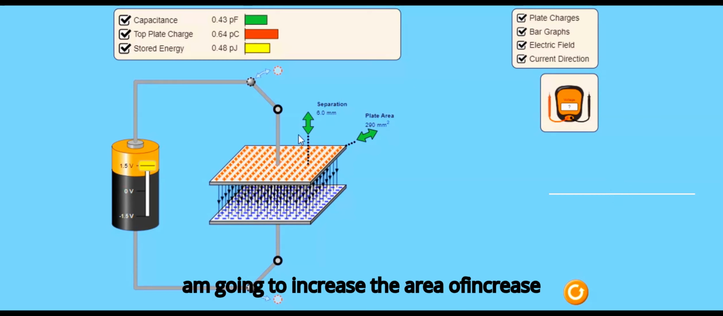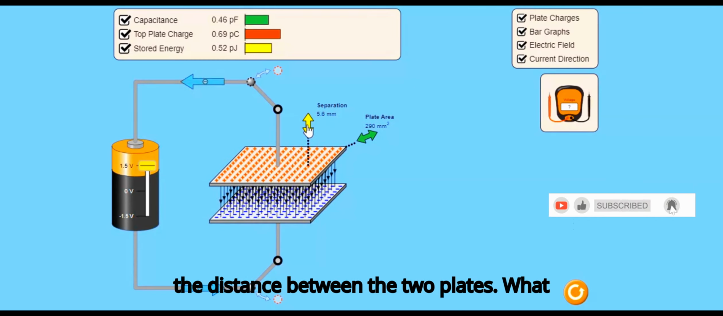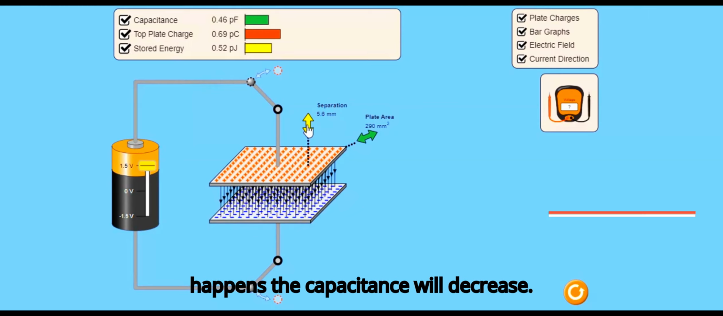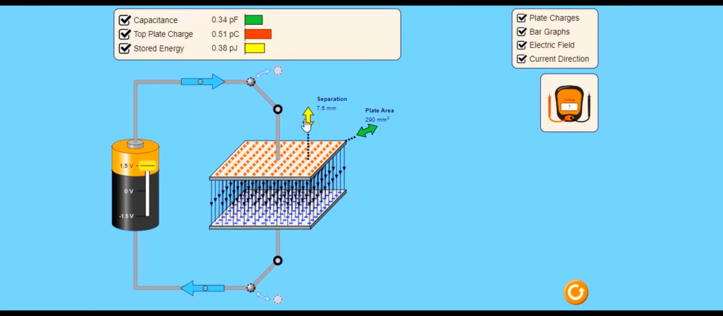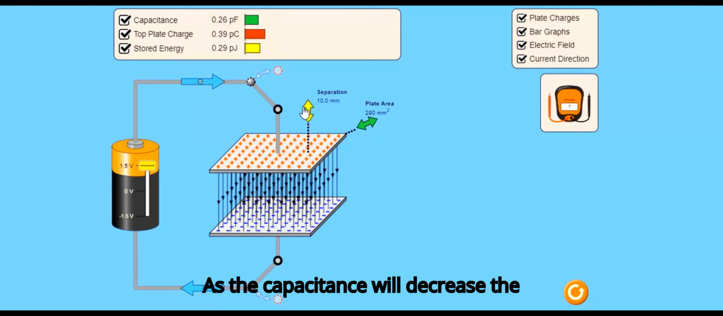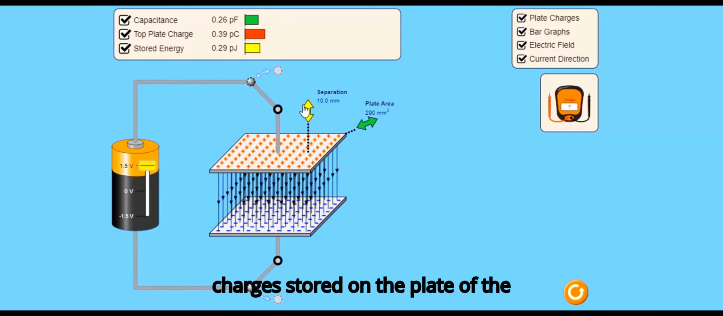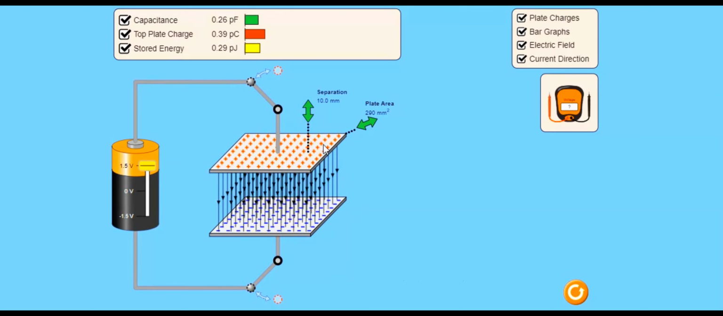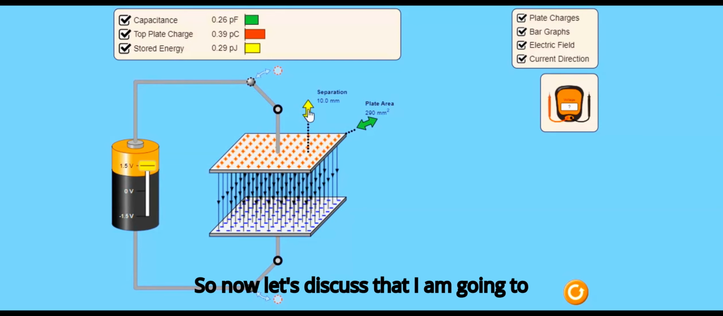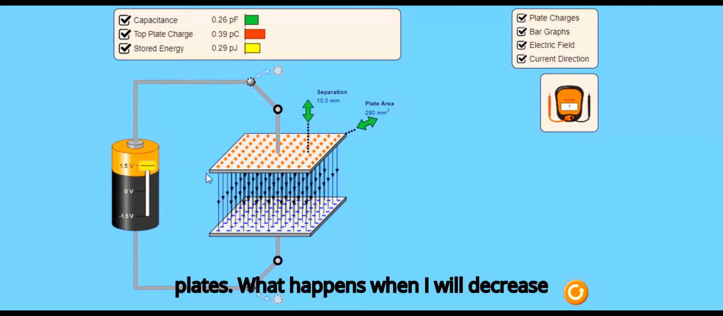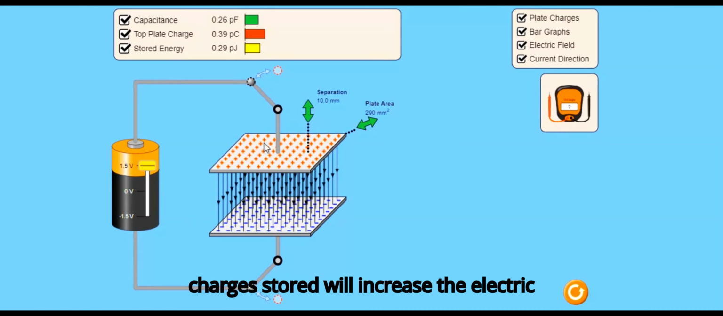Now I am going to increase the distance between the two plates. What happens? The capacitance will decrease. As the capacitance decreases, the charges stored on the plates of the capacitor will also decrease. Now let's discuss what happens when I decrease the distance between the two plates. The charges stored will increase.